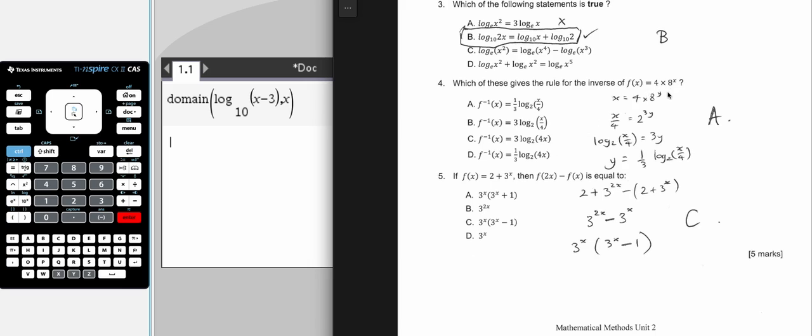Question 4, looking at the inverse, swapping x and y to where their positions are, then solve for y. So we can divide both sides by 4, turn the 8 into 2 to the power of 3, so we can turn it into 2 to the power of 3y. Then make it into a log, so then we've got log 2 of x divided by 4 equals 3 times y, and then y equals a third log 2 of x over 4 in brackets. So of course then the answer is A for this one.